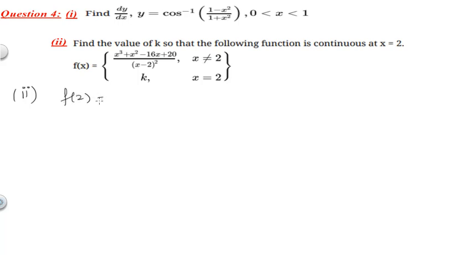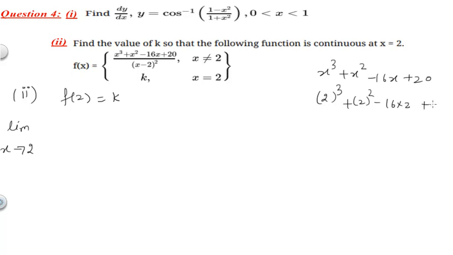f of 2 will be k, limit x tending to 2. X tending to 2 means 2 plus and 2 minus, both of them. So we have x cube plus x square minus 16x plus 20. You have already done the hit and trial method, where we put values of x and see what can be the root of it. So when we put 2 here, 2 cube plus 2 square minus 16 into 2 plus 20.